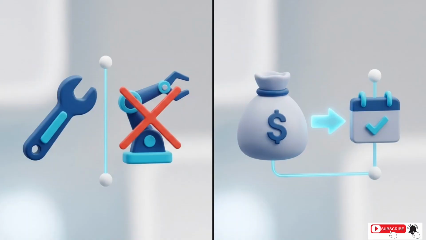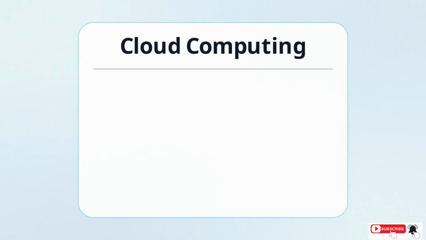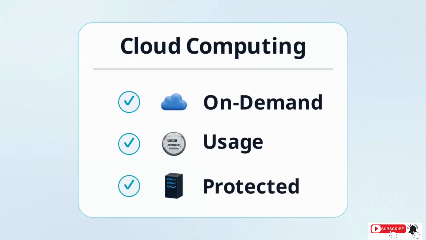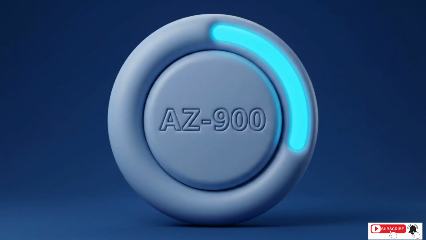To pass the exam, watch out for these traps. Don't confuse scalability with elasticity, and always remember the shift from CapEx to OpEx. In summary, cloud computing is an on-demand service that uses a pay-as-you-go model and offers built-in reliability and security. These concepts represent up to 30% of the AZ-900 exam. Mastering this foundation is the first step toward your certification.